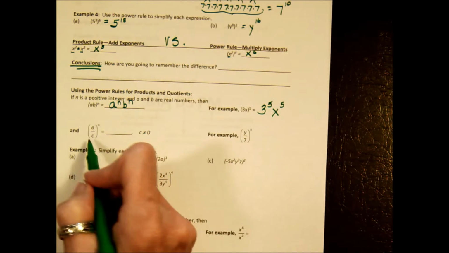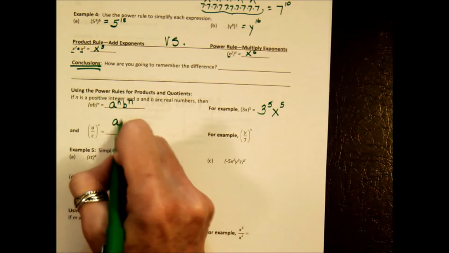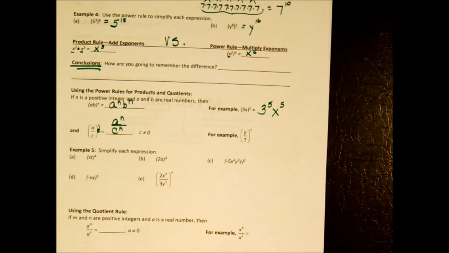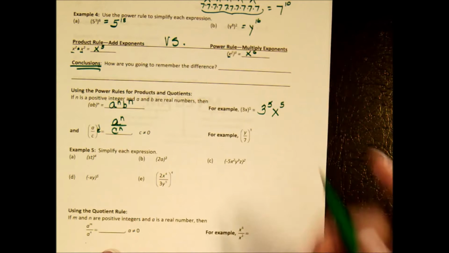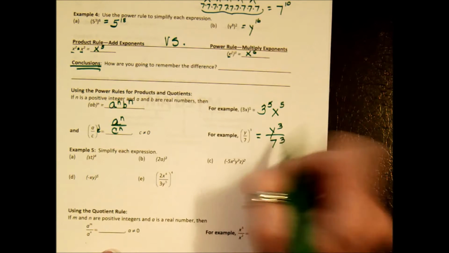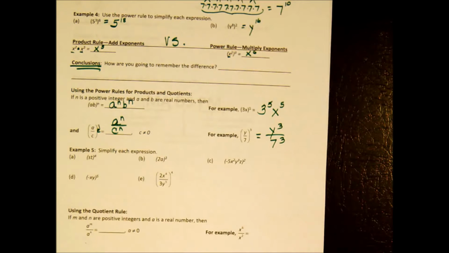Same thing if you're dividing. It's a to the n over c to the n because the exponent applies to the parentheses and everything it contains. So this one would be y to the 3rd over 7 to the 3rd power.